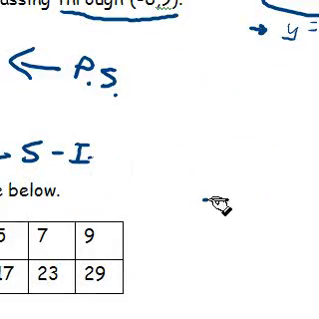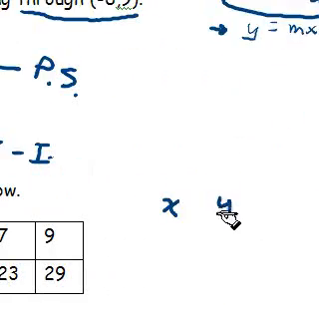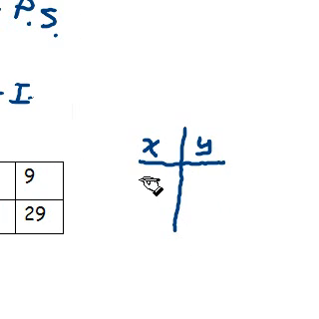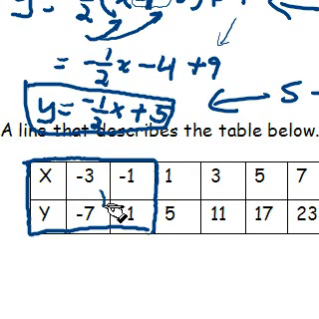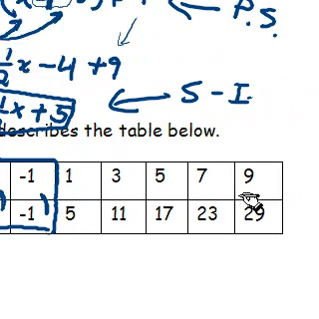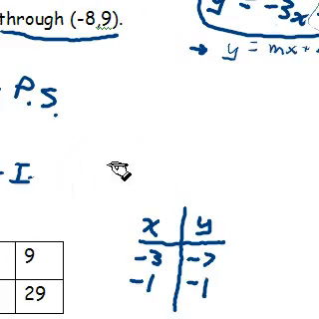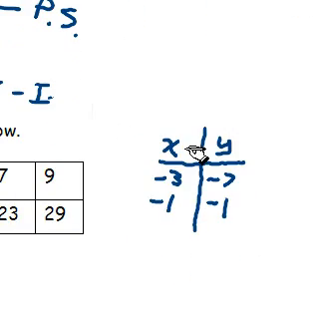I'm going to rewrite our table in a vertical form because that's how we've done it in class, and that's how I personally like to do it. So our x is -3, y is -7, and I'm pulling it from this ordered pair right here. And our second ordered pair, x is -1, y is -1. And this is all we're given.